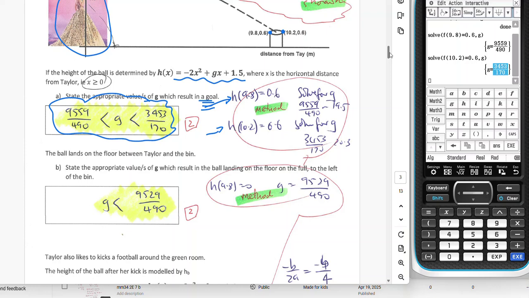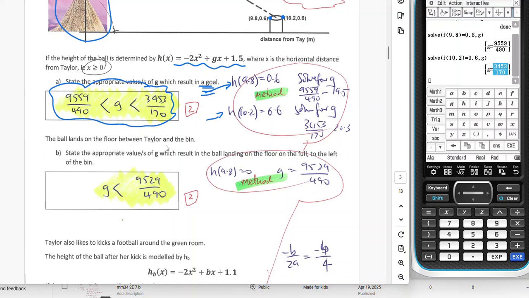Part B says the ball lands on the floor. Find the probabilities of which results of the ball landing on the floor to the left of the bin. So it's landing in this area here to the left of the bin. So what I'd like to do is to find g of 9.8 equaling 0. And that's that number. And I don't want to include that number because that has it touching the bottom of the bin and it's got to be to the left. So it's going to be less than this.